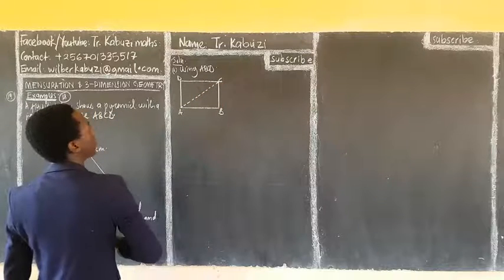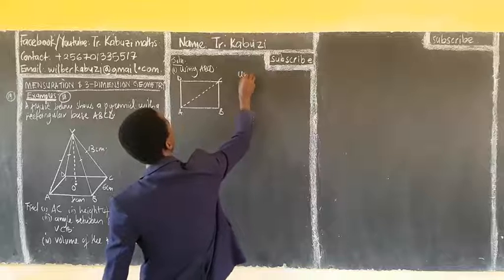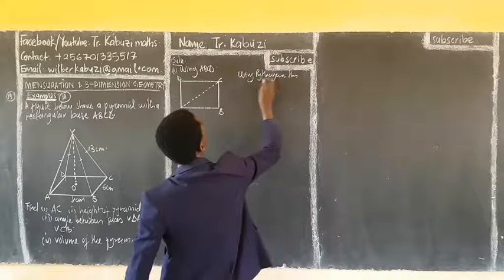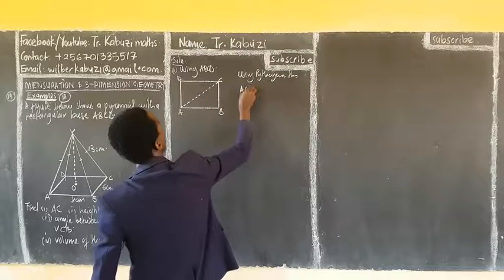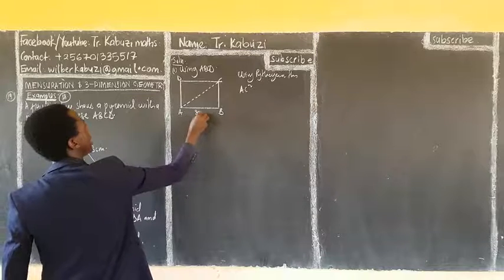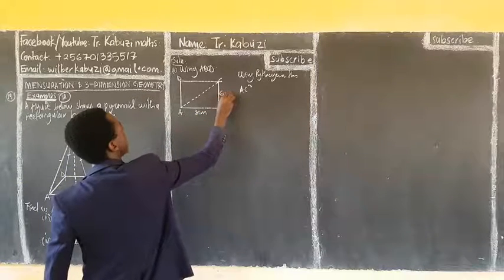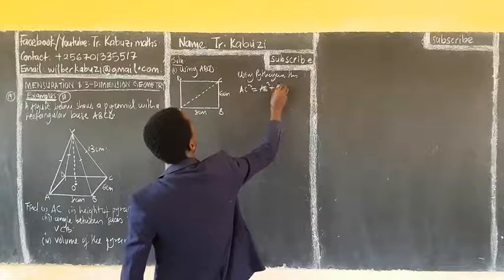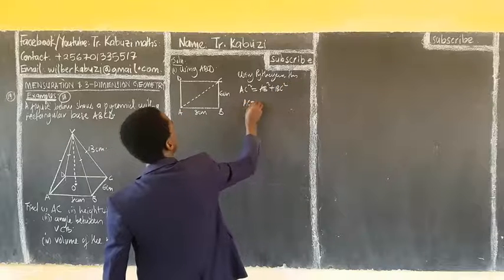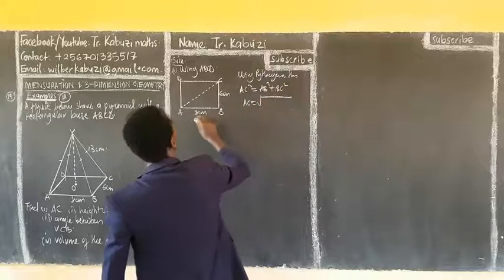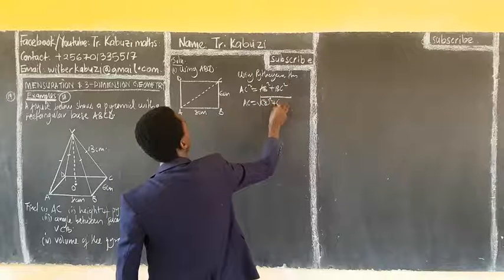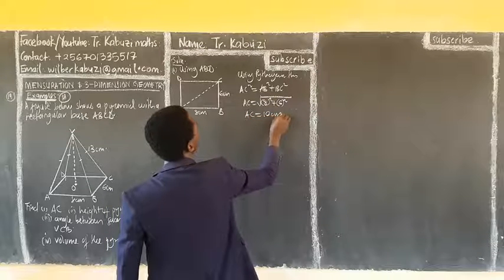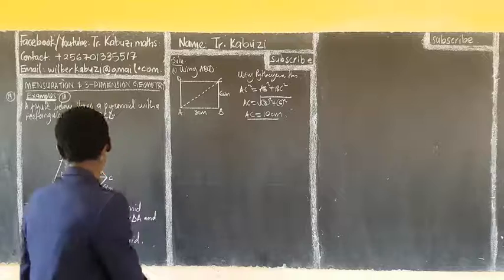So now using Pythagoras theorem, my AC squared is the longest side. First of all, our AB is 8 centimeters, then this is 6 centimeters. So it's going to be now BC squared. So now my AC is going to be the square root of 8 squared plus 6 squared. And so from there, our AC is going to be 10 centimeters. Now, that's Roman numeral 1.